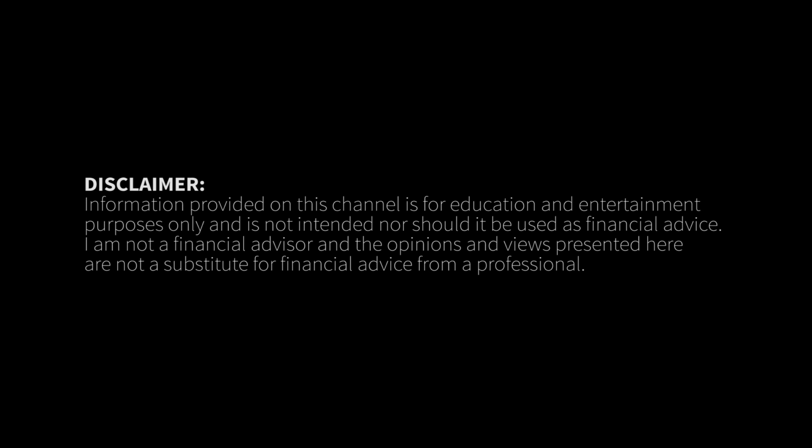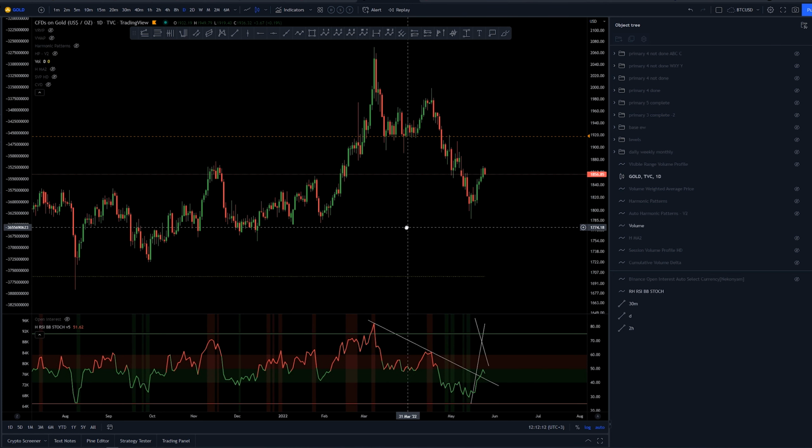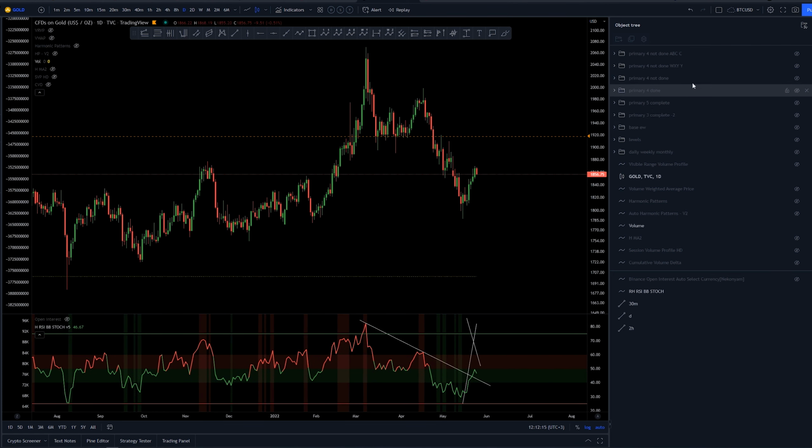I'll cover wave analysis with Elliott Wave theory and provide targets and invalidation levels for the presented counts. Let's get going. Before jumping into the actual counts, let's take a look at the RSI.